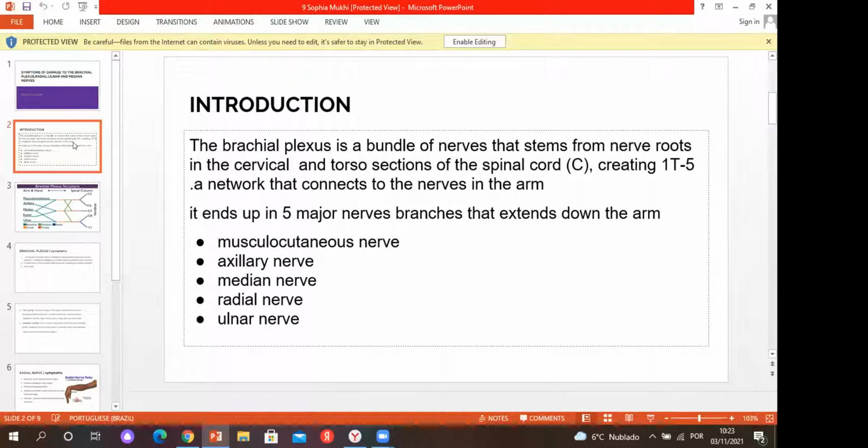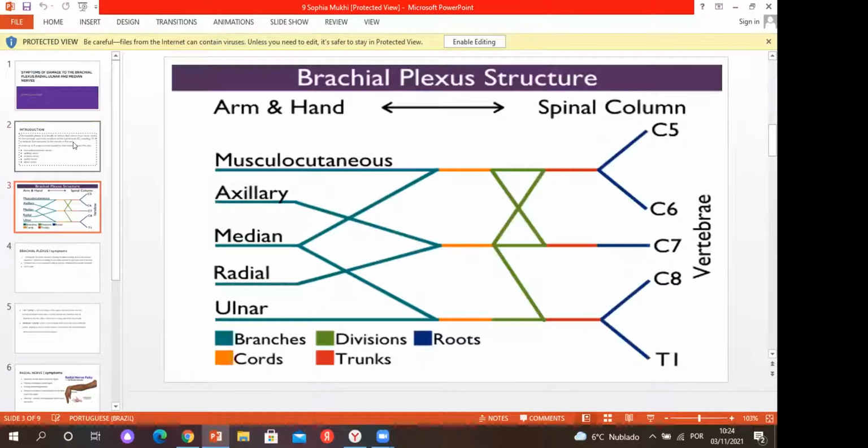And the major nerve branches are musculocutaneous, axillary, median, radial, and ulnar. For the median, here you see how it branches. I'll be specific for the median, radial, and ulnar.